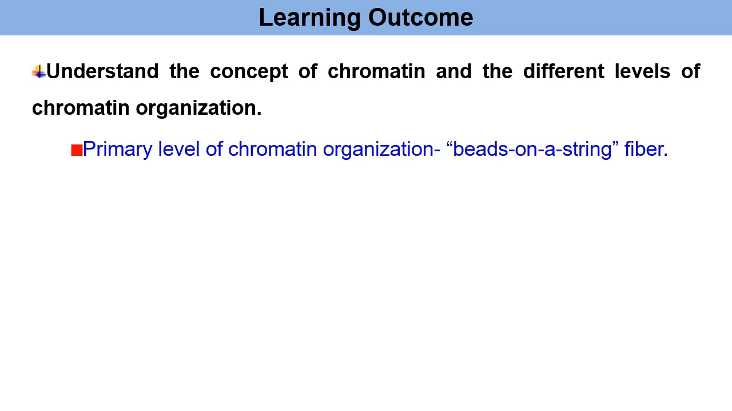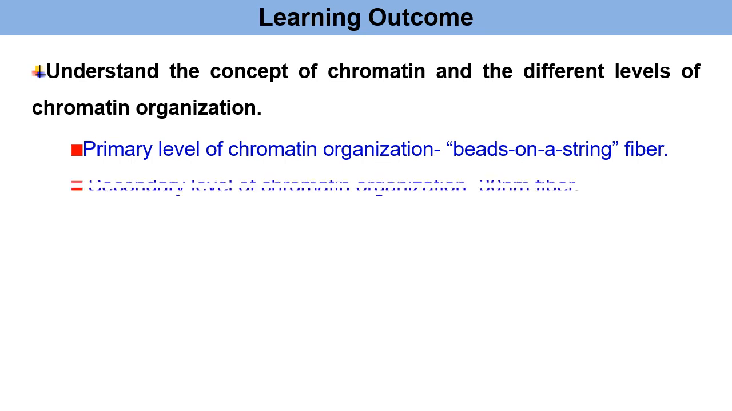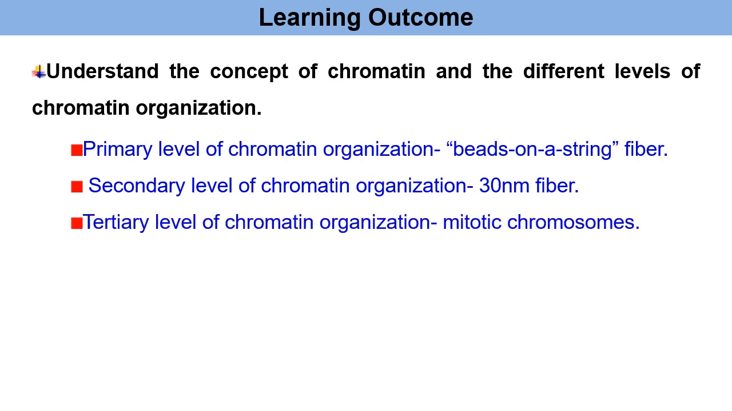So this will include understanding the primary level of chromatin organization, that is the beads on a string fiber, understanding the secondary level of chromatin organization, that is the 30 nanometer fiber, and understanding the tertiary level of chromatin organization, that is the formation of mitotic chromosomes.